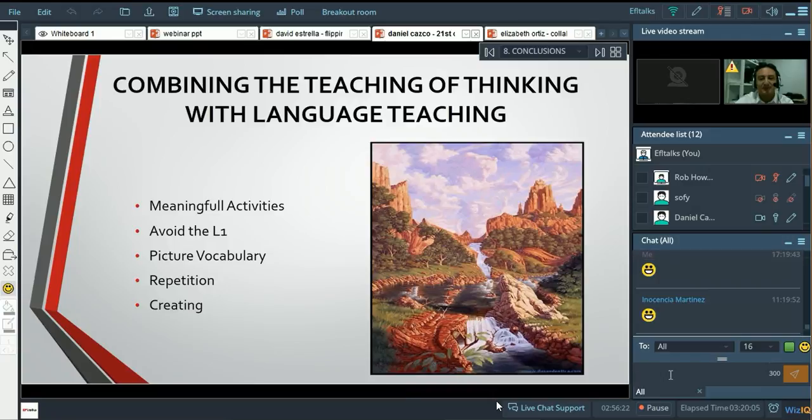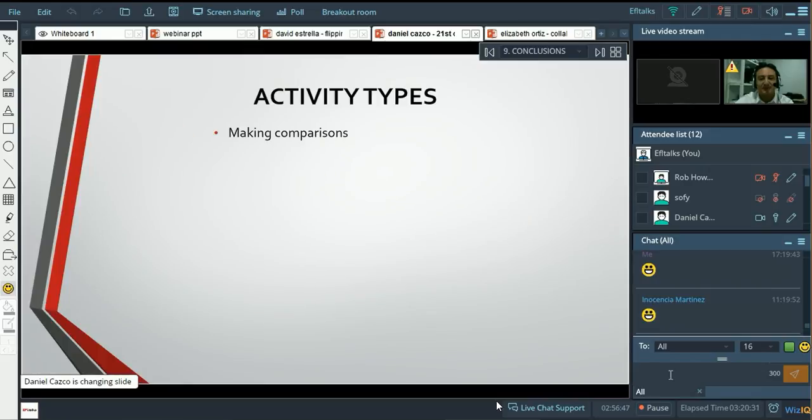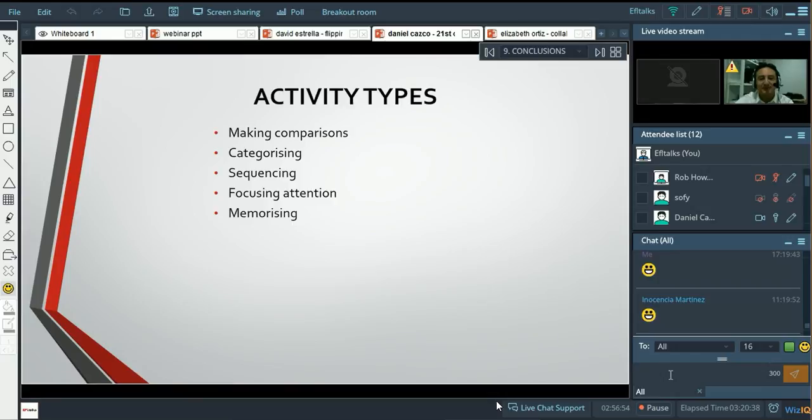Why not combine these old and 21st century skills or tools and create new activities for our students in class? Meaningful activities, avoid the L1 in class, picture vocabulary presentations, avoid repetitions, and create things in class. For example, this picture presents new vocabulary about animals, and I challenge you to find at least 15 animals in this picture. And the students feel motivated, they wake up, they want to participate, and that's the idea for teachers in the students' class.